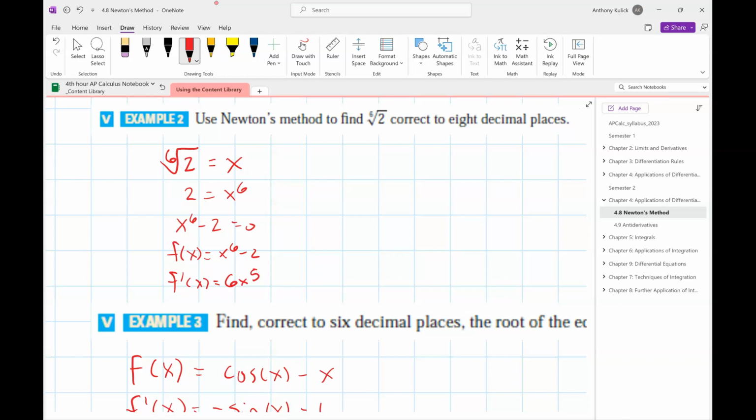Why should it equal x? Well, it says it wants to know what the 6th root of 2 is. Okay. Right, what's my variable? X. What the 6th root of 2 is, so that's why I had it equal that, right? Okay, thank you.